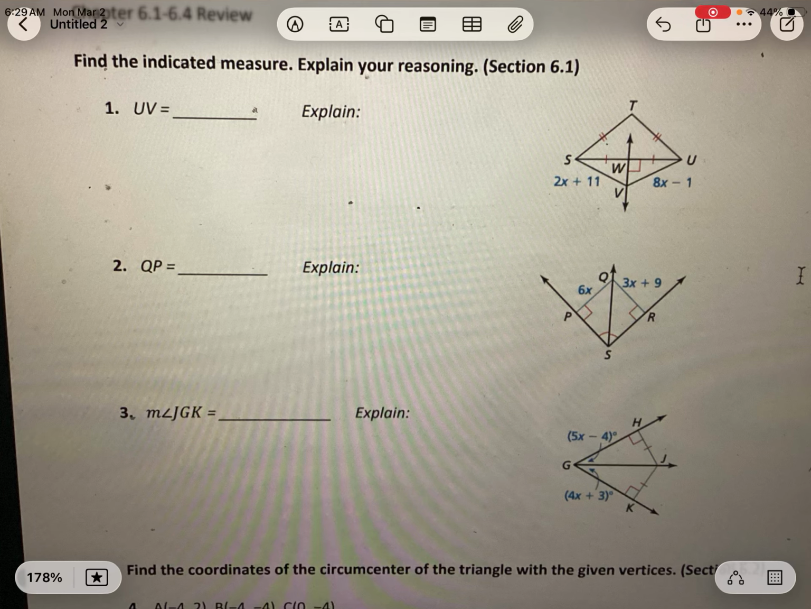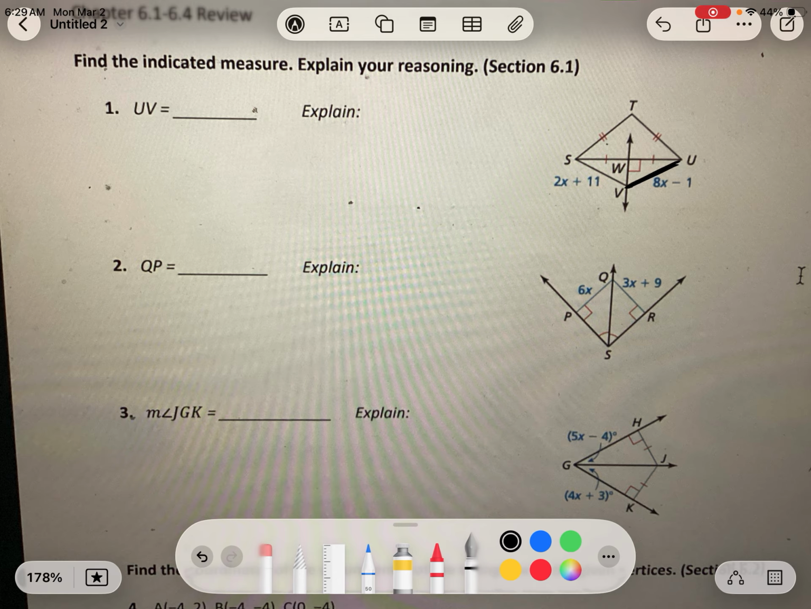All right, so here's your review. To find this line here, as long as it's on the perpendicular bisector, and we know that because we have a 90-degree corner there and those two marks there, then we can put these two pieces equal to each other.